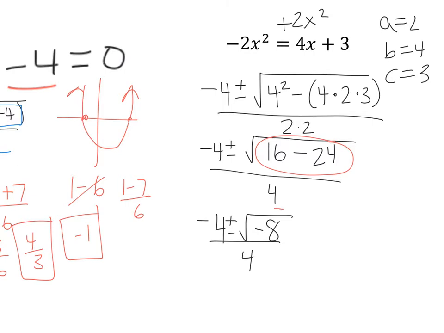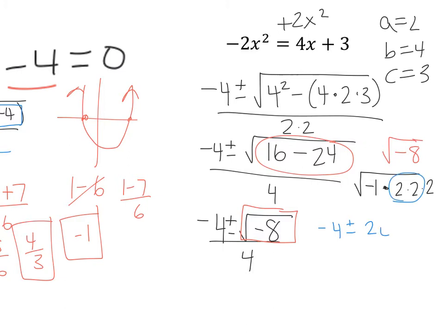Now we know how to take care of the square root of negative 8. Remember, the square root of negative 8 is an imaginary number. So we can write this as the square root of negative 1 times 2 times 2 times 2. The square root of negative 1 is i, so it's going to be negative 4 plus or minus 2, because there's a couple of 2's, i root 2. So I'm going to write 2 root 2 first, and we always write the i afterwards, all over 4.